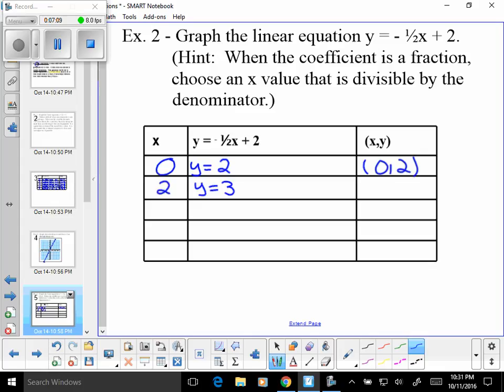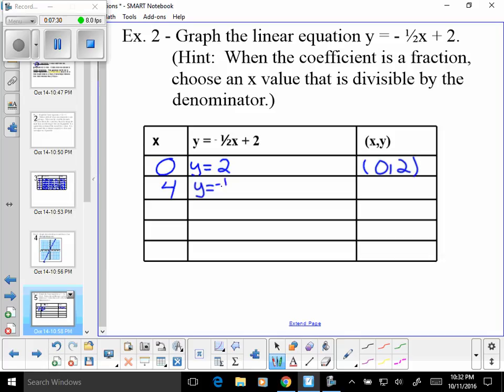That is not correct. So, sorry, I'm going to erase it. And you know what? I'm going to pick 4, because 4 is just going to be easier for me to deal with. Negative 1/2 times 4 is negative 2. Negative 2 plus 2 is going to be 0.